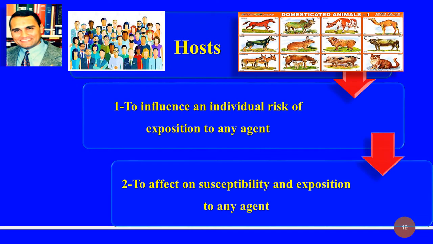Hosts are important to influence an individual's risk of exposure to any agent. These include different animal species, families, and sexes, as well as different population segments in human beings. They are also important to measure the effect of susceptibility and exposure to any agent, as some species and families are more susceptible than others to disease occurrence.